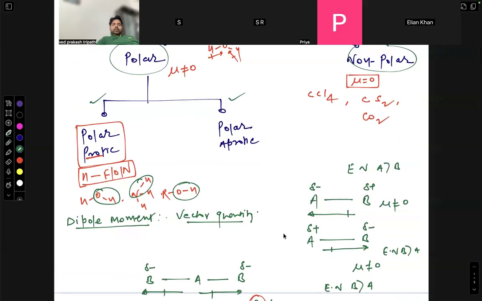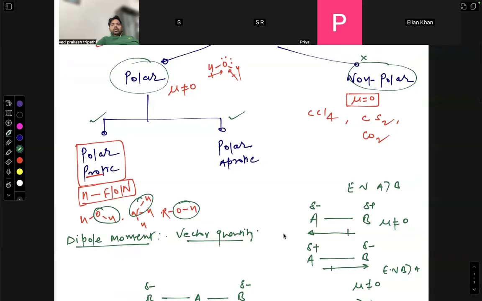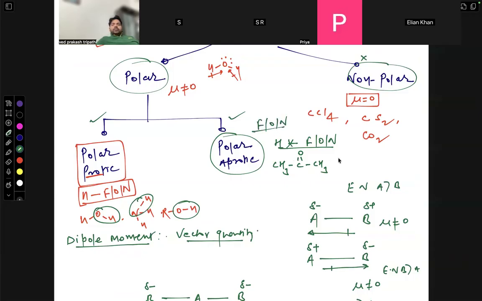Next, polar aprotic. Yes, you can say like hydrogen bond. What is polar aprotic? Polar aprotic means hydrogen should not be bonded with fluorine, oxygen or nitrogen. For example, look at CH3COCH3. You can see this is polar, but hydrogen is not associated with any electronegative element like fluorine, oxygen, or nitrogen. So this is polar aprotic.